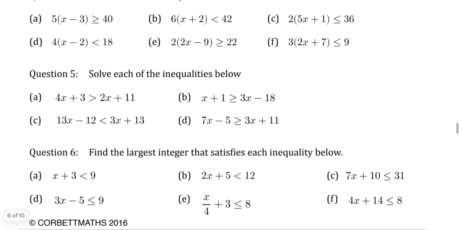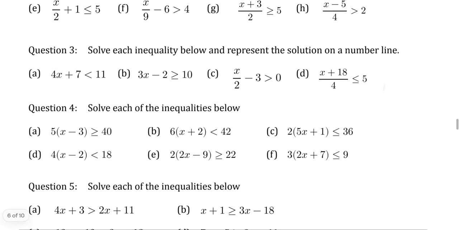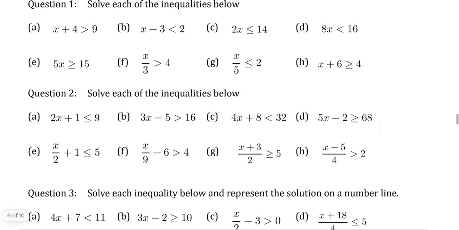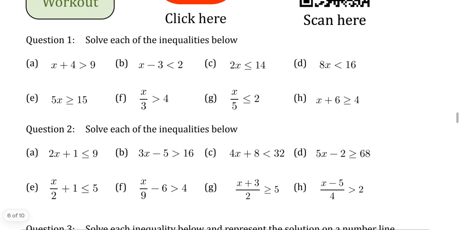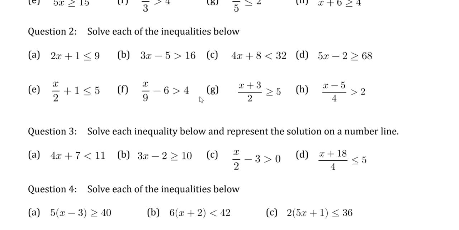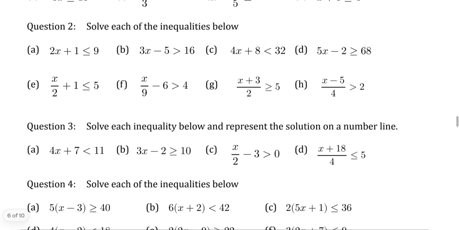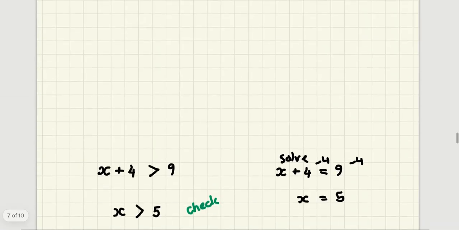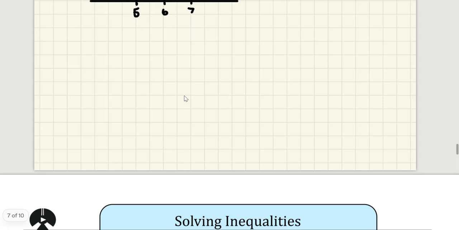So let's have a look. You've got lots there, nice and simple ones. Let's have a look at one like this, 4x plus 8. Should we write that down together? 4x plus 8 is less than 32.